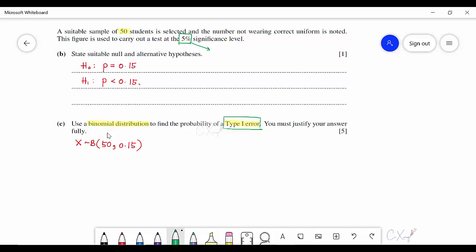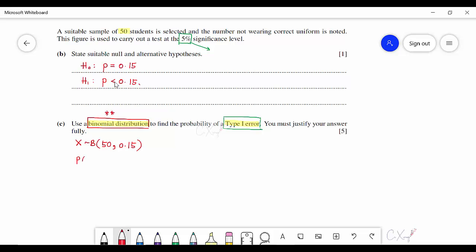Now when we have binomial distribution for 50 and 0.15, some students will tell me that we can change it to normal distribution and solve it. But the problem now is the question already mentioned clearly that we have to use a binomial distribution to find out the probability of a type 1 error. So you shouldn't change it to normal distribution. We will stick to the binomial distribution for the calculation under this part. So this is a one-tail test on the left. The smaller sign here tells you that this is a one-tail test on the left.